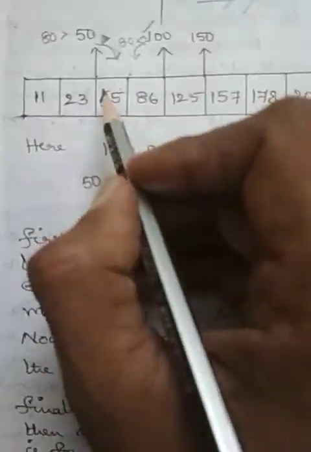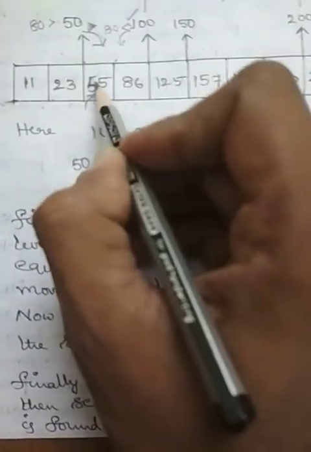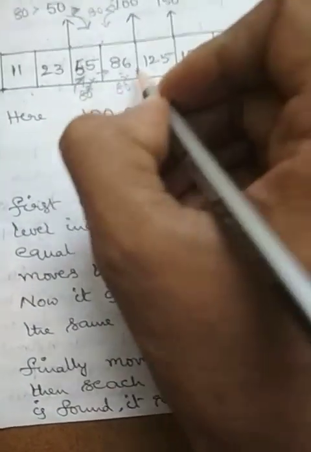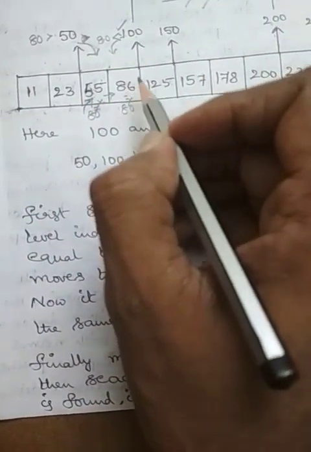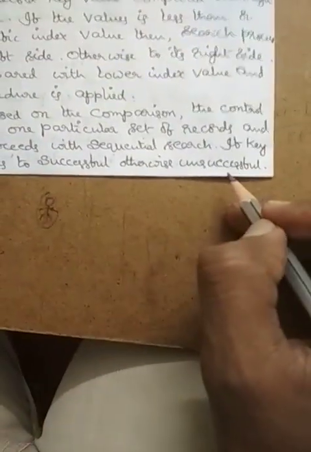Once we reach the respective group, here we apply the sequential search. Is 55 equal to 80? False. Then 86, so move to the next position. Is 86 equal to 80? False. So there are only two data items present. Since 80 is not present, we conclude that the search is unsuccessful.